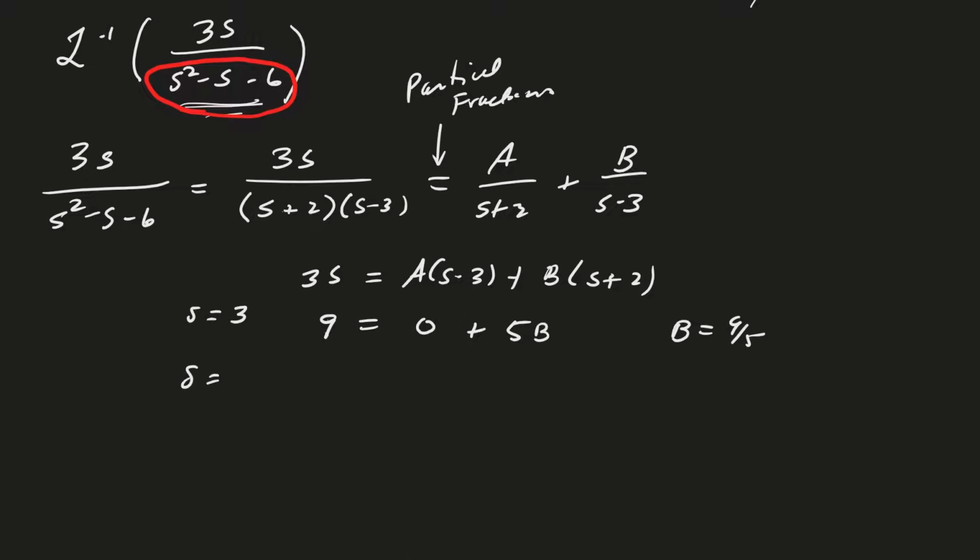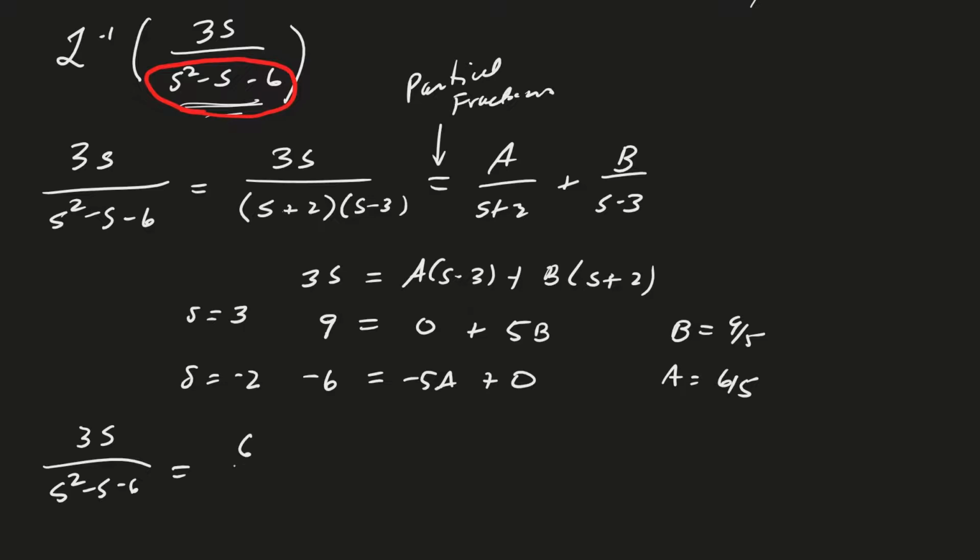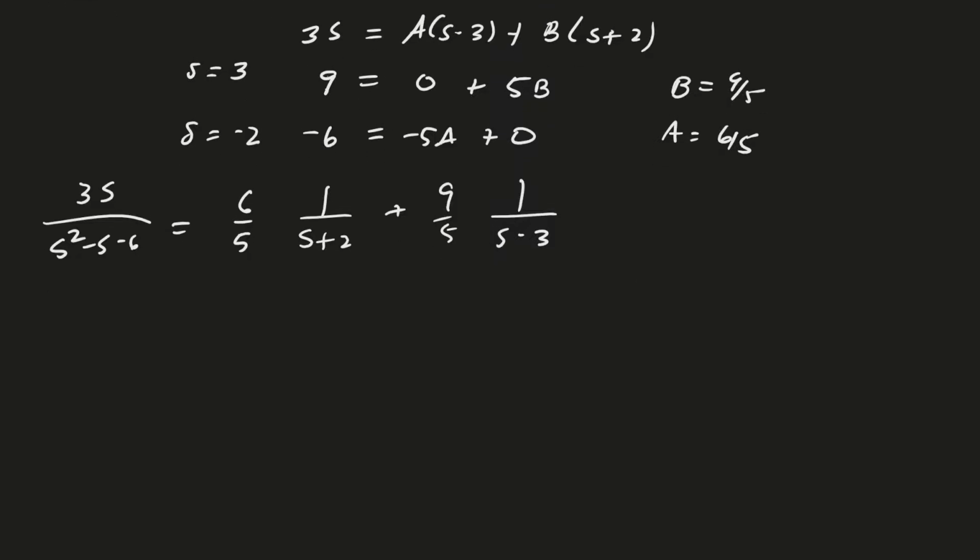And then if s is equal to minus 2, that'll give me a minus 6 on this side, and then minus 5a plus 0. And so a will be 6/5, it looks like. Okay, so now we see that 3s over s squared minus s minus 6 is equal to 6/5 times 1 over s plus 2 plus 9/5 times 1 over s minus 3. Very good. So now we're ready to take the inverse Laplace transform.